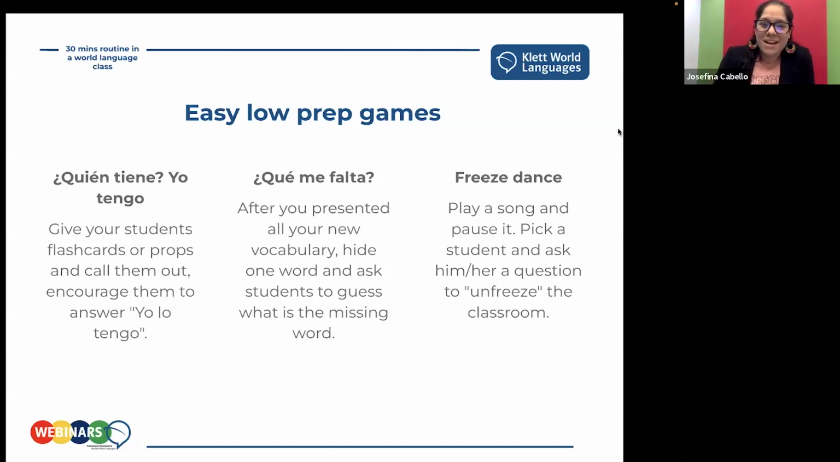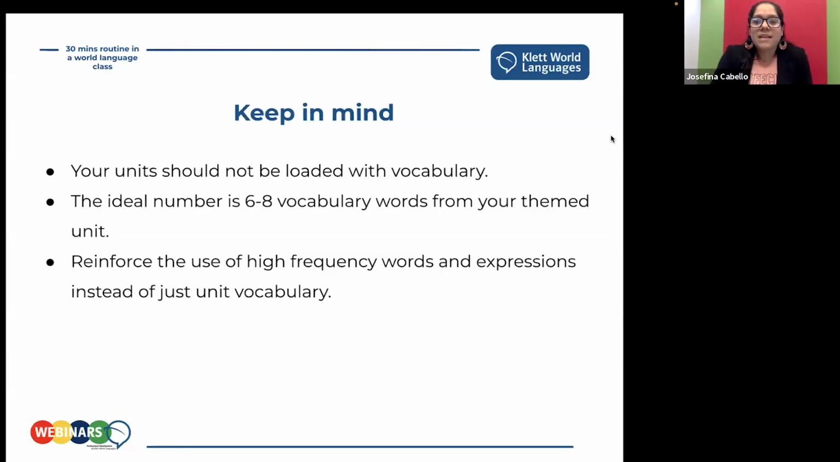So we can move on to our next activity. Keep in mind that, and I always talk about this, your unit should not be loaded with vocabulary. You want to focus on expressions and high frequency words and verbs in any language, because it's always better if you know just maybe the names of 6 fruits, but you know how to express likes and dislikes, wants and needs, than if you know the names of 20 fruits, but you do not know how to say which one you like or which one you dislike. The ideal number is 6 to 8 vocabulary words for your theme unit. And again, remember to reinforce high frequency words and expressions instead of just the vocabulary from your unit.